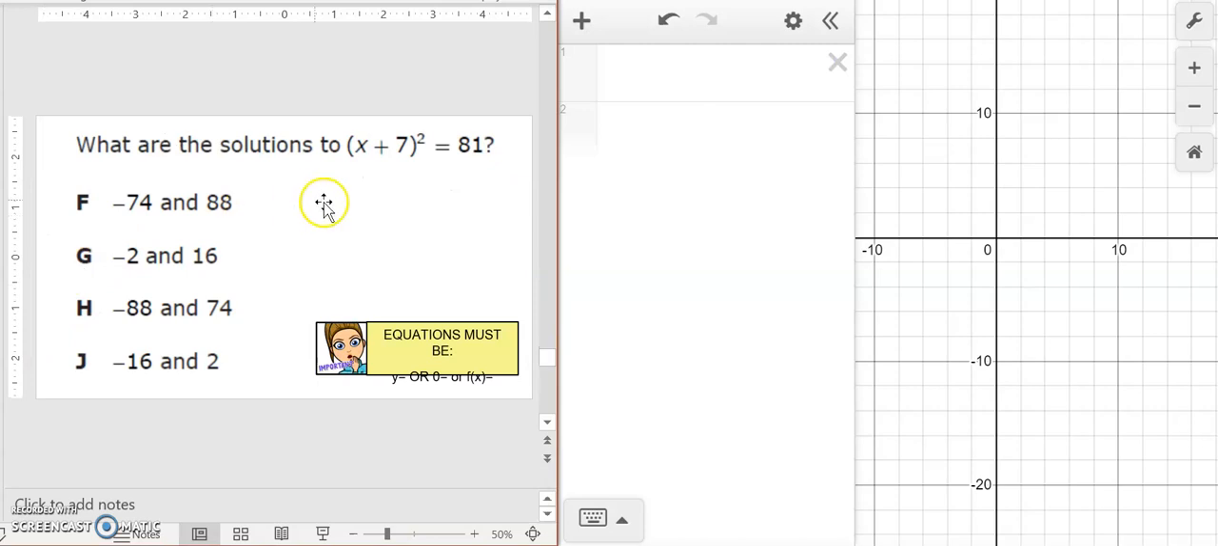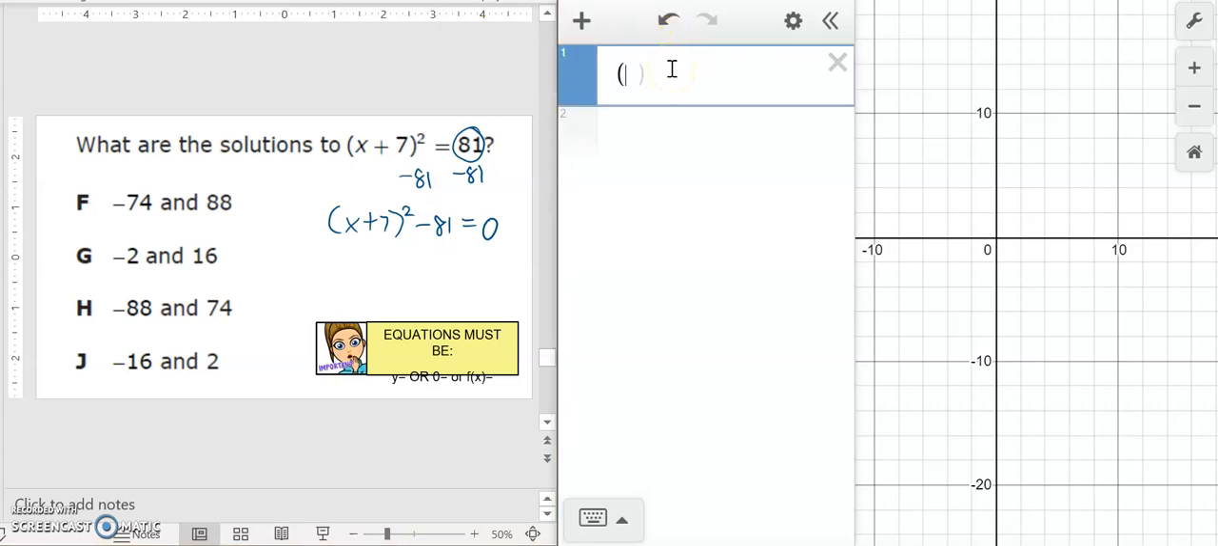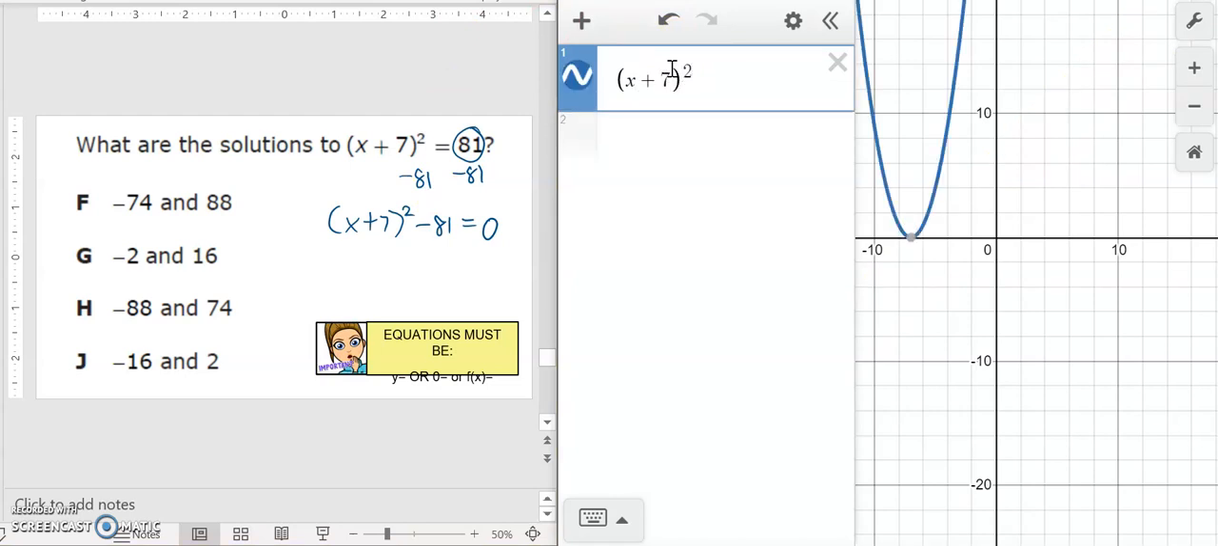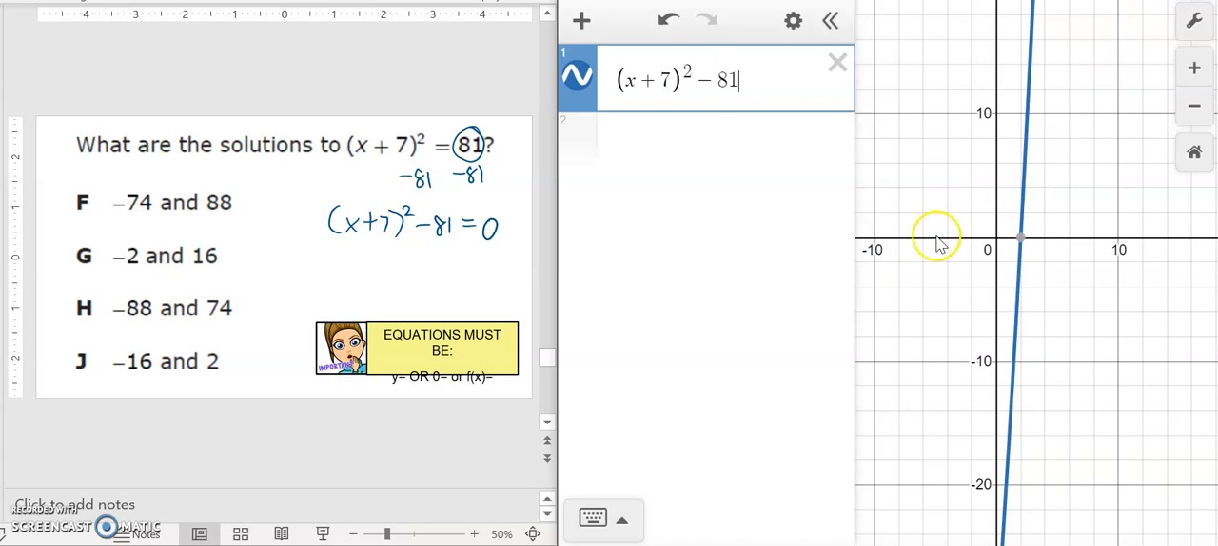What are the solutions to the quantity x plus 7 squared equals 81? It's not 0, but we don't care because we can make it 0. So I have x plus 7 squared minus 81, because there's nothing to combine it with on the left side, equals 0 now. Woohoo! Once it's there, you know what to do. We're going to come right over here. Minus 81. There's my parabola.